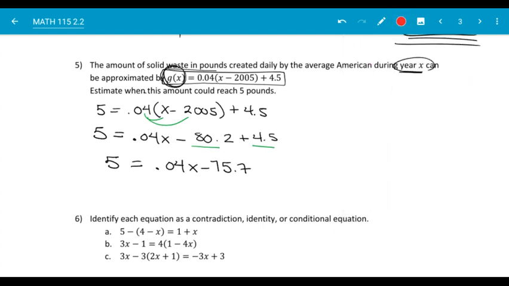Now we can add the 75.7 over here. So 75.7 gets combined with the 5, which puts me at 80.7 equals 0.04x. Divide both sides by 0.04. X equals 2017.5.